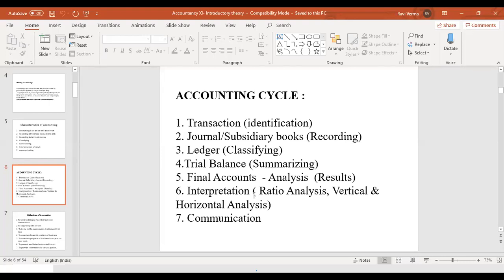Is it showing growth? Is it showing survival? Is it showing profit? Is it showing just the recovery status? So what is it actually representing? That is called our interpretation.